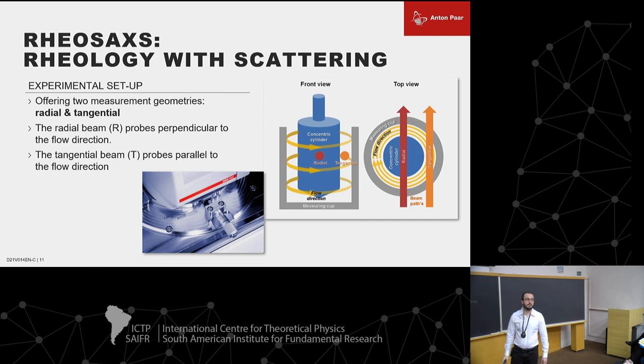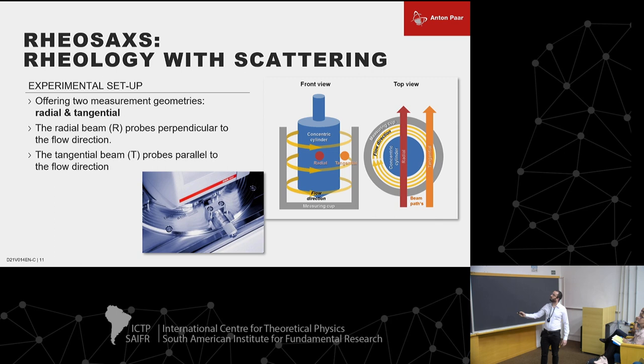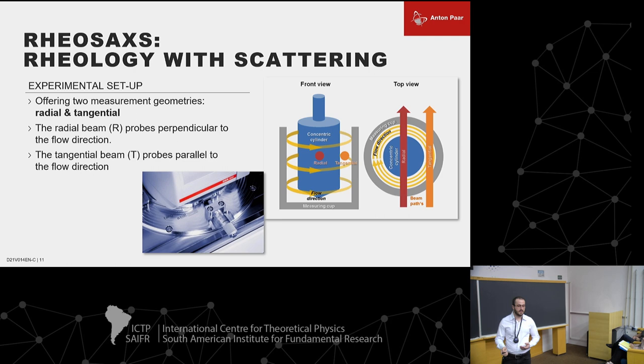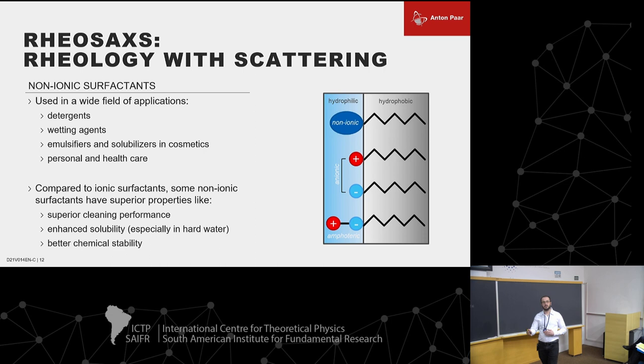With this setup, we can work in two different configurations. First of all, here we have the representation of the measuring cup. The sample to be analyzed will be right here, and this is the concentric cylinder from the rheometer. We have these two possibilities, shown here in the instrument. We can work with the radial beam, where the beam probes perpendicular to the flow direction, so the beam hits the middle of the cylinder, and the tangential beam, where the beam probes parallel to the fluid direction, right? Depending on the setup used, we can get different configurations and different parameters extracted from the material you are analyzing. Well, for this study, we chose a non-ionic surfactant to determine different properties at different temperatures and different shear stress.